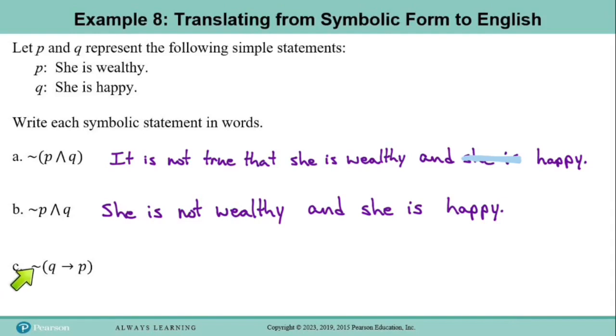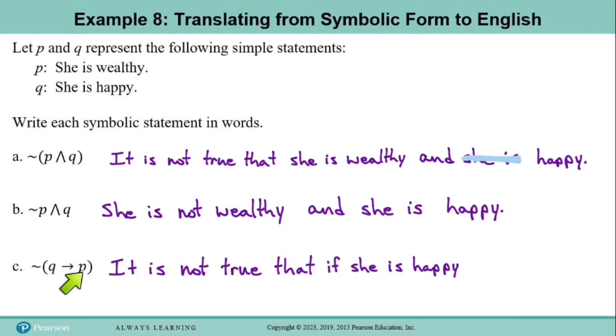Then for part C, we want the negation of if Q then P. The negation of if Q then P. So remember that to form a negation, we just insert the words "it is not true that" in front of our statement. So it is not true that if she is happy, then she is wealthy. It is not true that if she is happy, then she is wealthy.